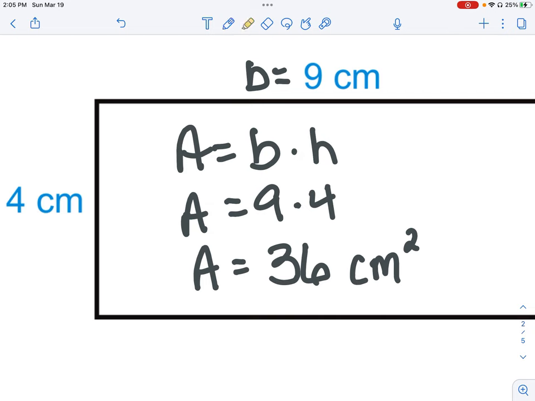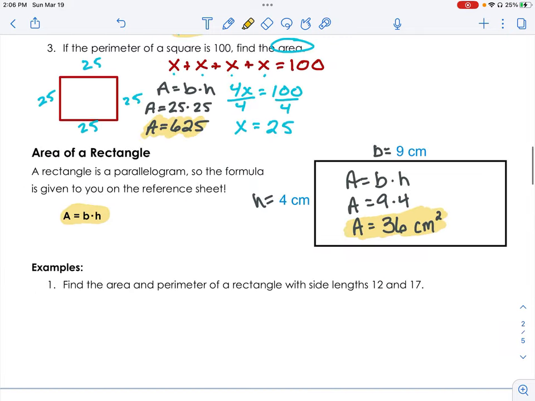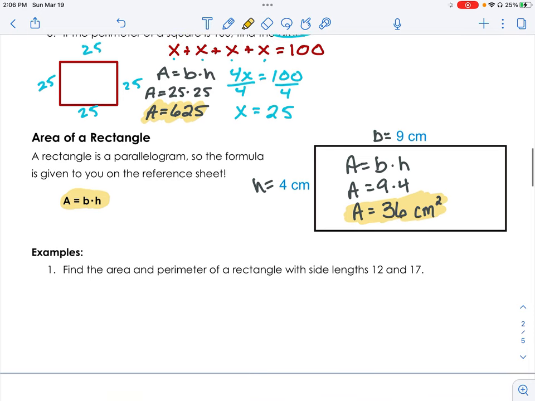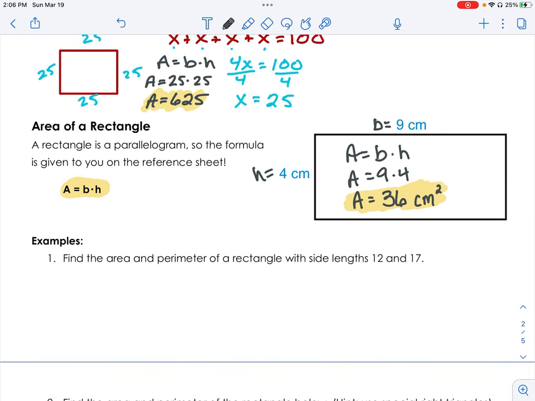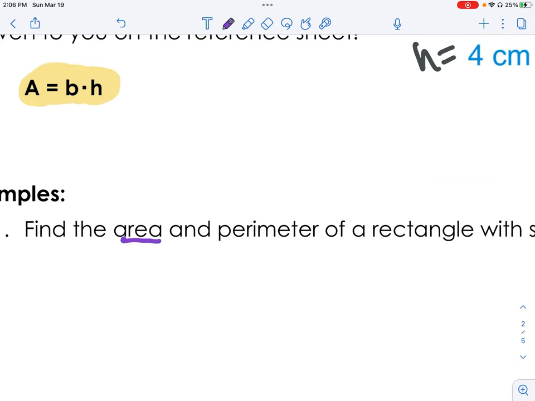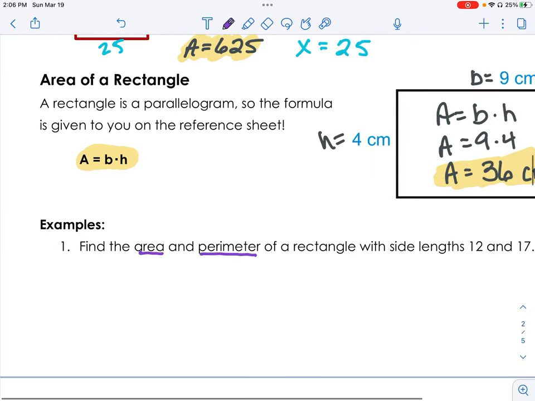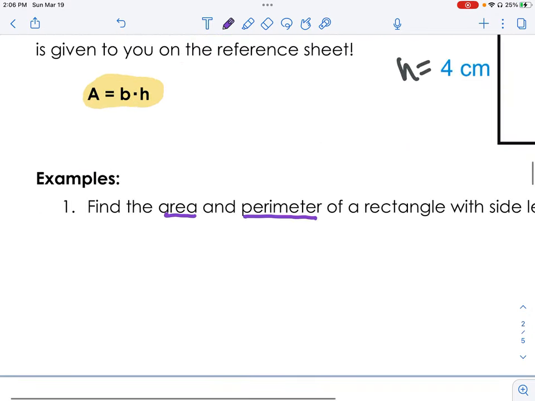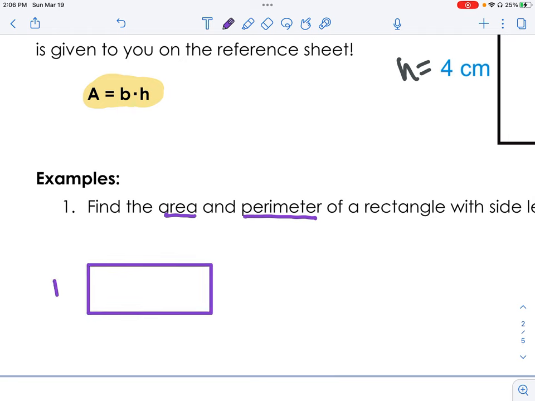So that is something to keep in mind as we start moving forward and including different types of units such as centimeters, inches, yards, things of that nature. So our first practice problem says, find the area and find the perimeter of a rectangle with side lengths of 12 and 17. So let me get a drawing here. We also know that this would be 17 and that side would be 12.